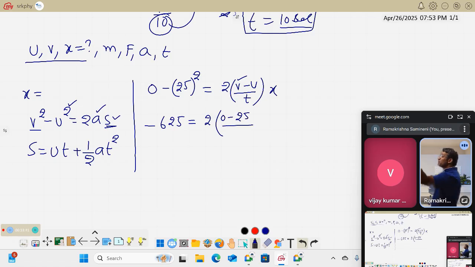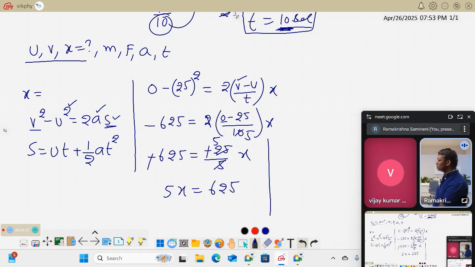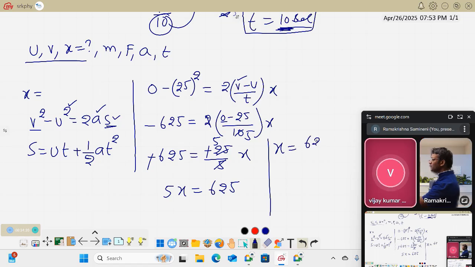How much time? We calculated the time value just above: 10 seconds. That you have substituted, times X. Now this minus 625 is equal to 2 by 10. How many times does it cancel? 5 times. This is 0 minus 25, which is minus 25 by 5 into X. Minus minus cancel here because both are negative. So you will get 625 by 5. 5x equal to 625. Yes or no? Yes, sir. 5x equal to 625 means the x value is 625 by 5.